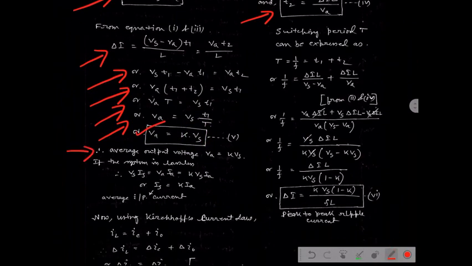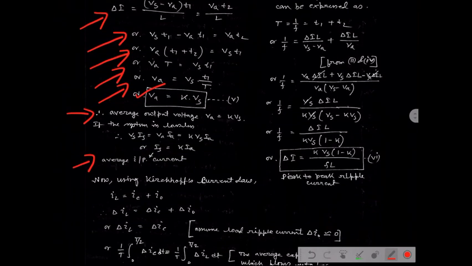Now for the average value calculation of voltage, Va equals K into Vs. If the system is lossless, then we can say Vs Is equals Va Ia equals K Vs Ia. And from this expression, we can deduce Is equals K into Ia. So the average source current is equal to K into Ia. In this case, again, the average current is multiplied by the K term, where K is always less than 1, that is why it is a step down chopper.